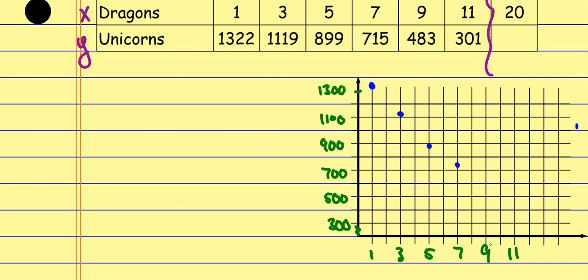715 is going to be just a little bit up from that. 9,483 is a little bit down from that guy. And 11,301 is going to be right above that guy. Okay? And so once again, I look at it and say, hey, does this look like a line? The answer is yes. And so I draw a line that looks good.